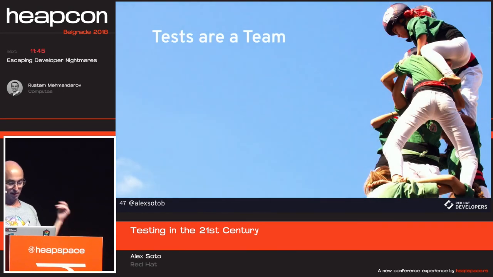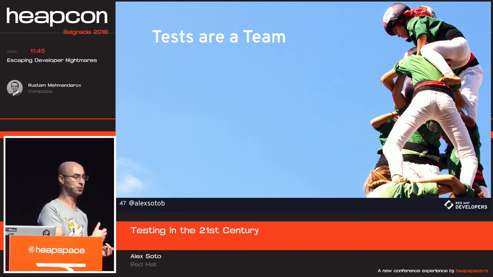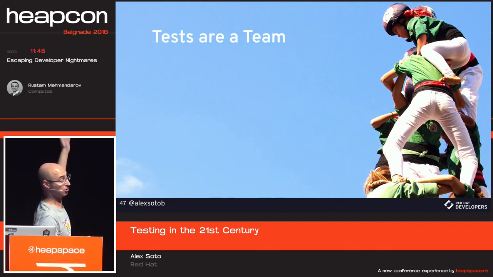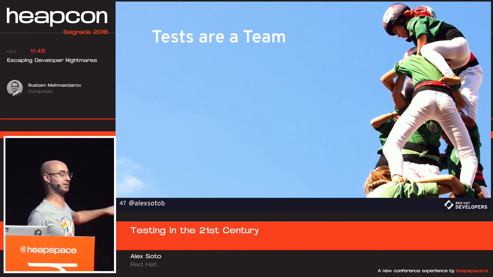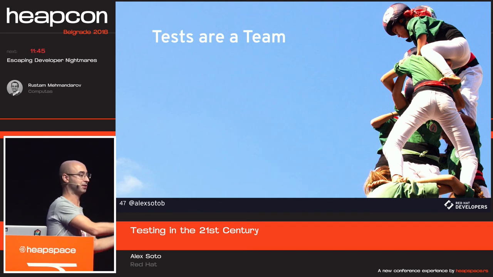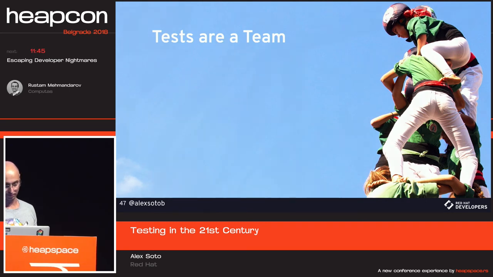Let's wind down. Tests are a team. So you still need to do unit tests, performance tests, and so on. But you also need to adapt to these new ways of working and testing. I'm not saying don't do unit tests, just test on production. I'm not saying this. You still need to do unit tests, or use TDD as a design way of working.